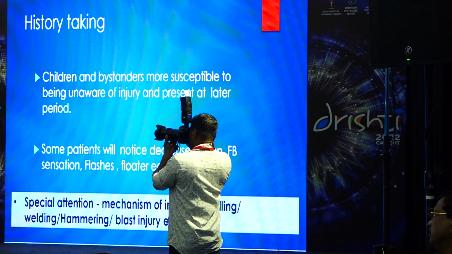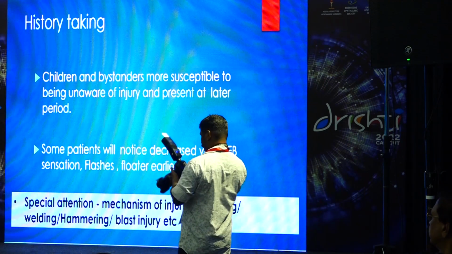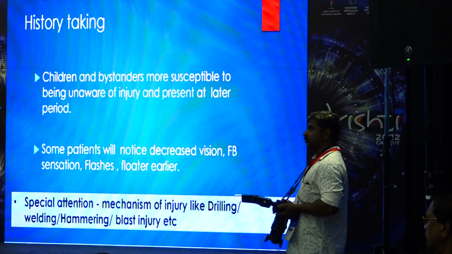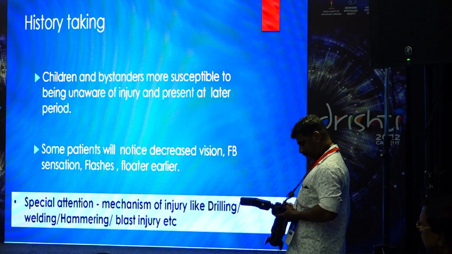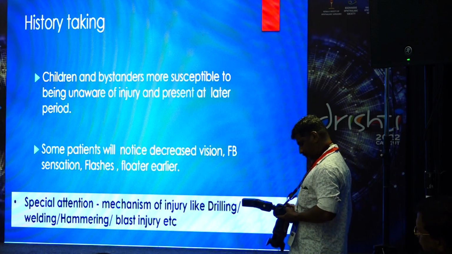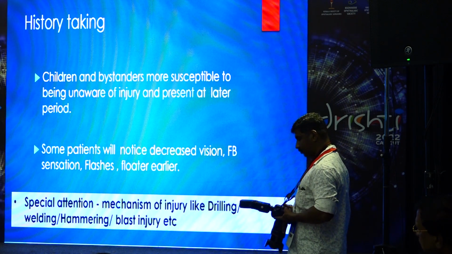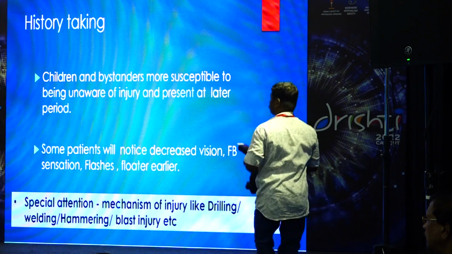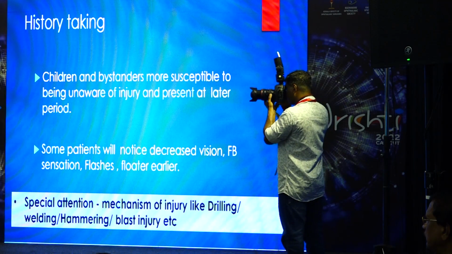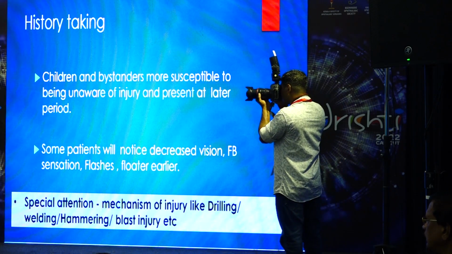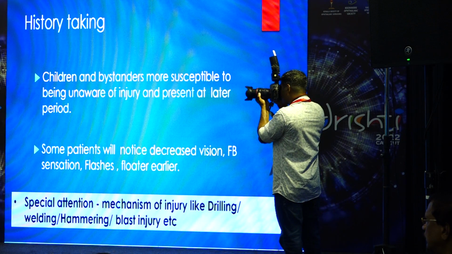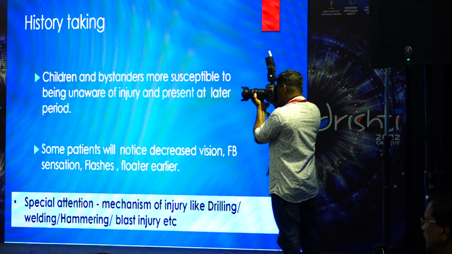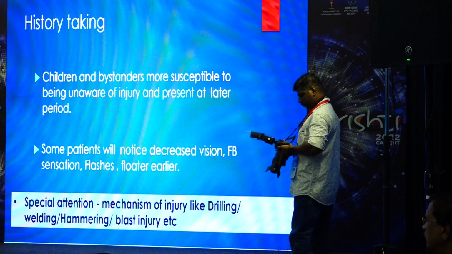entering through the cornea. Coming to history taking, it is a most crucial step because most children and bystanders may be unaware of the injury and may present later. But many people present early if they feel symptoms like decreased vision, foreign body sensation, flashes or floaters. Special attention during history taking should be given to the mechanism of injury, whether it is drilling, hammering, welding, blast injury, or machine cutting of organic matter like wood. This will give us an idea about the composition of the foreign body.